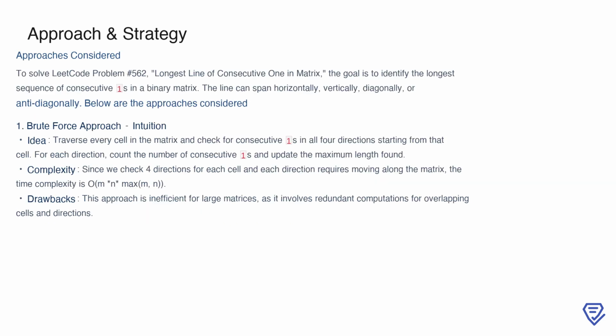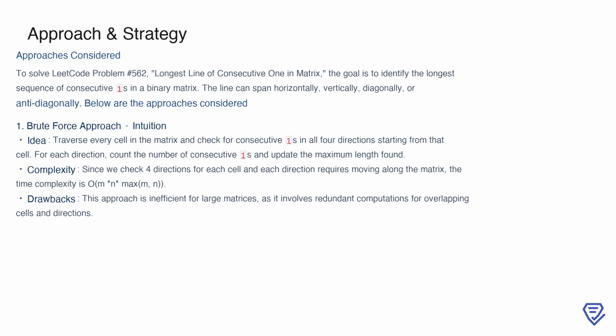To tackle the problem of finding the longest line of consecutive ones in a binary matrix, we first consider a brute force approach. The main idea here is to traverse every cell in the matrix and, for each cell, check all four possible directions: horizontal, vertical, diagonal, and anti-diagonal. As we check each direction, we count the consecutive ones and keep track of the maximum length found.